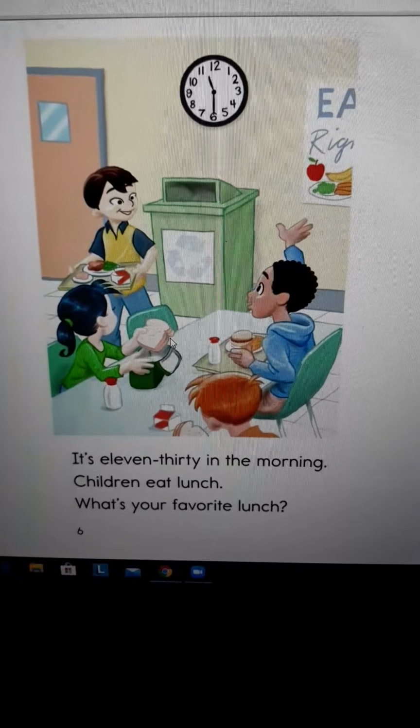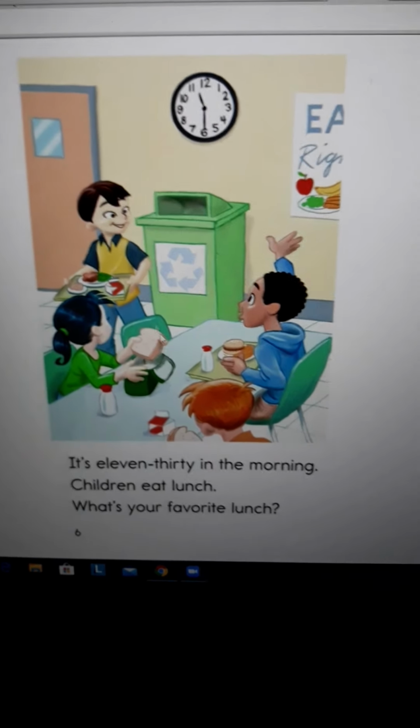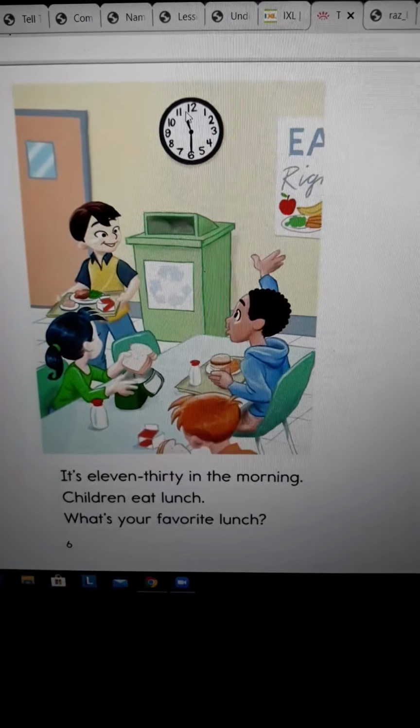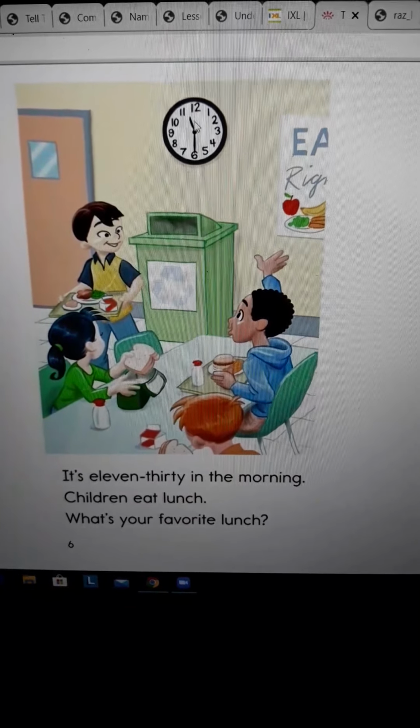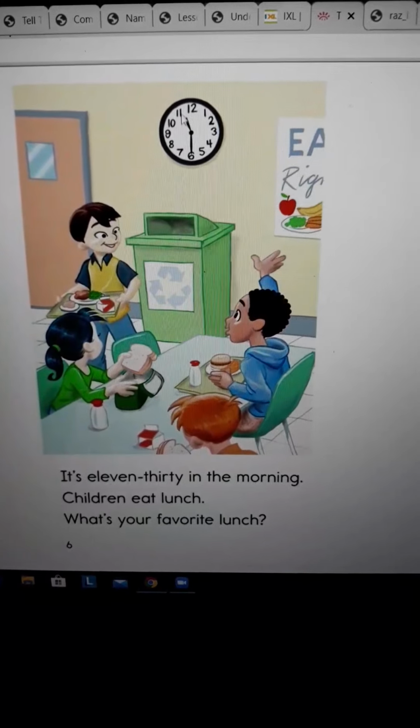It's 11:30 in the morning. Children eat lunch. What's your favorite lunch? So again, let's look at the clock. It is between the 11 and 12. That's the hour hand. And again, it's touching the 6 for the 30. So it's 11:30.